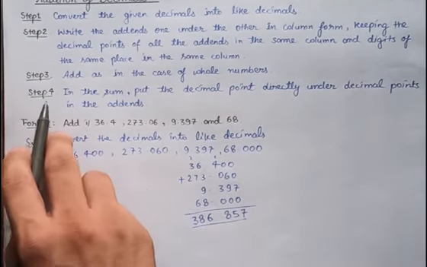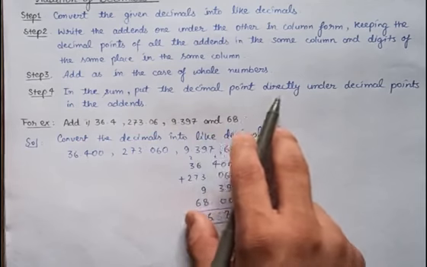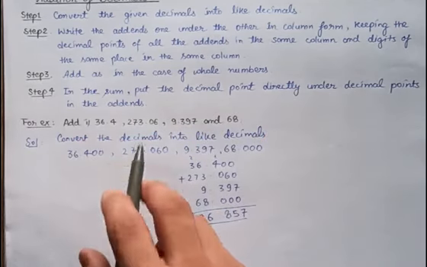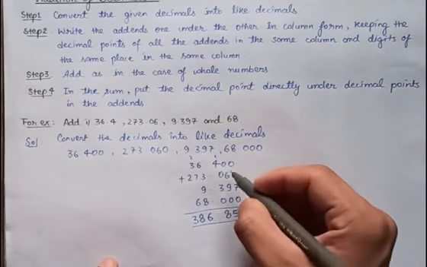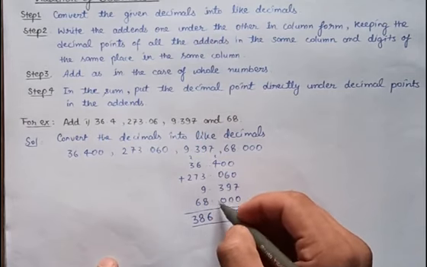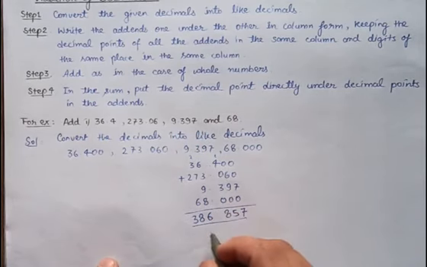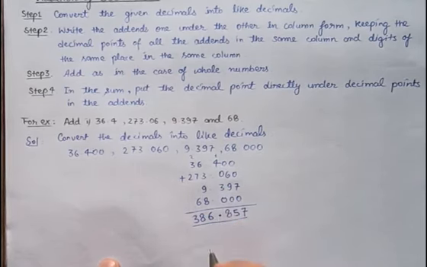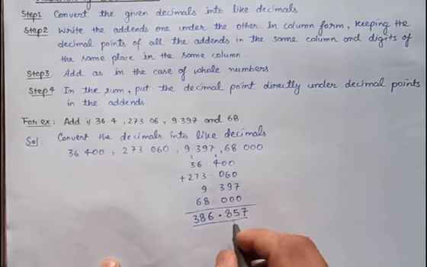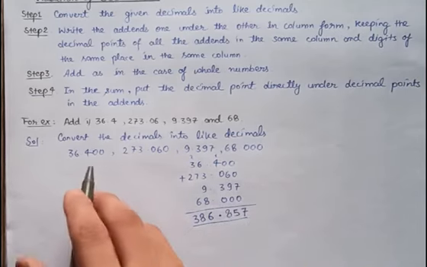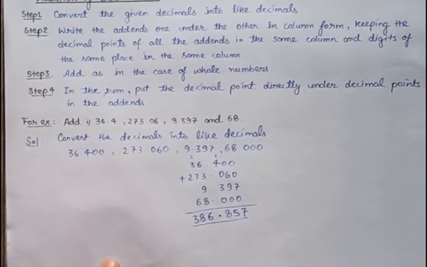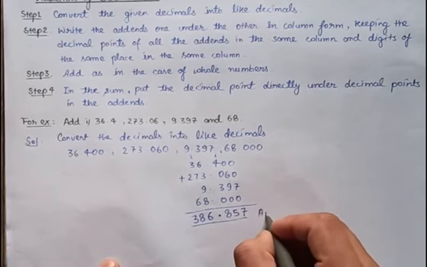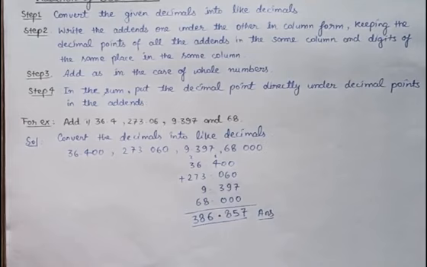Now step 4 is in the sum put the decimal point directly under the decimal points in the addends. So here you can see these are the decimal points in the addends. So we will put the decimal point just below the decimal points as in the addends. So we will put decimal here. So 386.857 is the required result after adding these given decimals. So this is our answer. So this is the method of adding the given decimals.